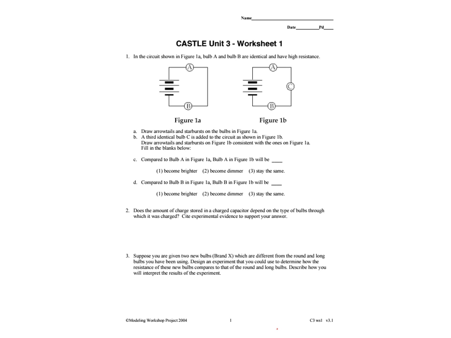This is the answer key for Castle Unit 3 Worksheet 1. In the circuit shown in Figure 1A, bulb A and B are identical and have high resistance. It says to draw arrow tails and starbursts on the bulbs in Figure 1A.